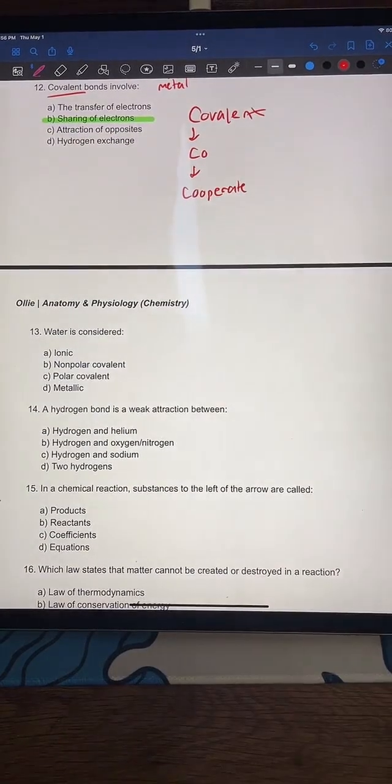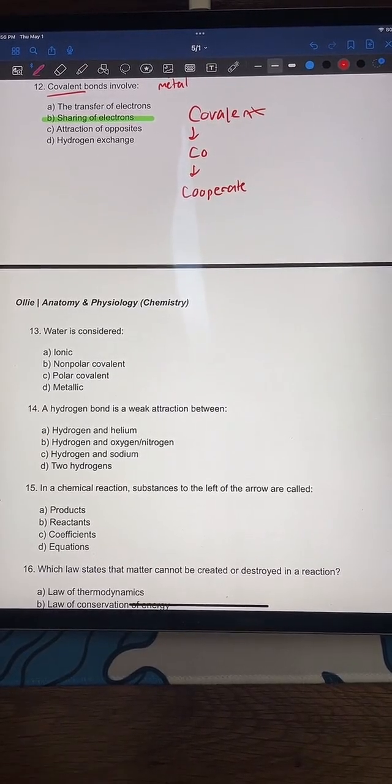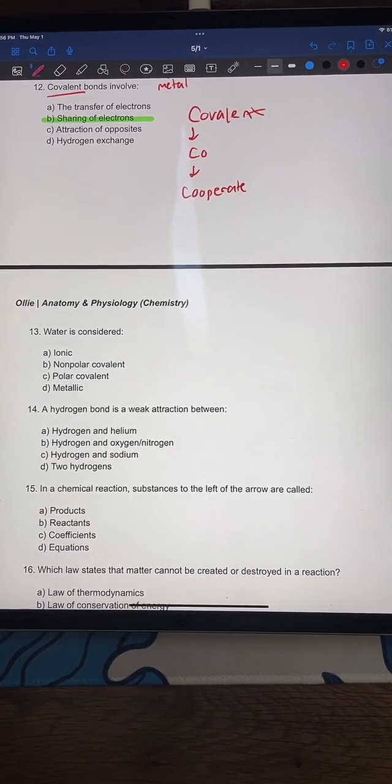Number 13, water is considered which of the following? Either A, ionic, B, nonpolar covalent, C, polar covalent, or D, metallic. I'll give you guys just a moment to answer.